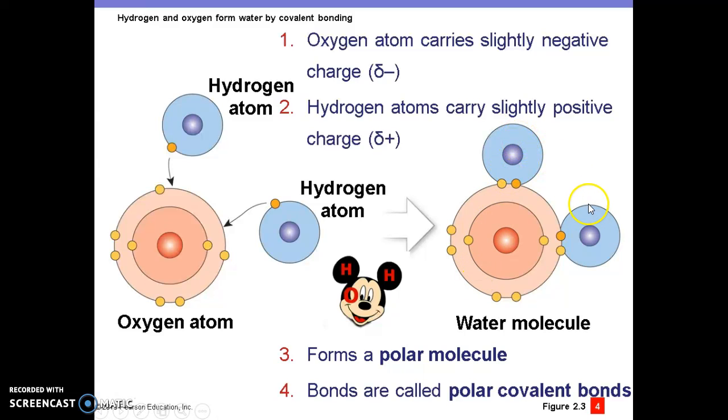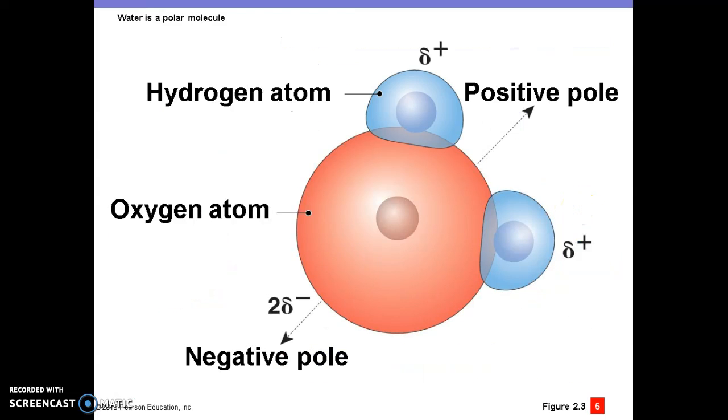Each hydrogen has a slight positive charge. The electrons spend more time around the oxygen than they do the hydrogen. The electrons are not equally shared. This is a polar covalent molecule. Negative pole, positive pole, and this gives water its unique properties that allow life to exist on Earth.